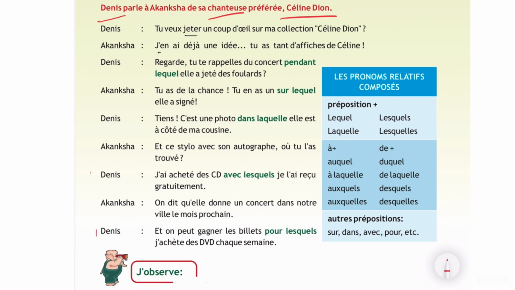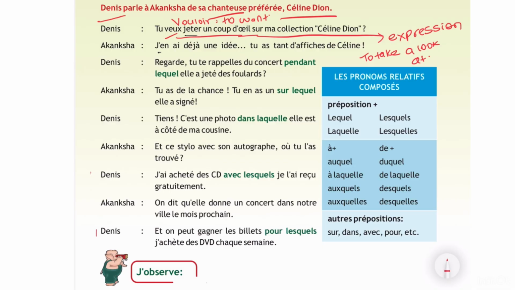Tu veux jeter un coup d'œil sur ma collection Céline Dion. Now here this is extremely important. Jeter un coup d'œil is basically a French expression that means to take a glance at or to look at. So he's asking if she wants to take a look at her Céline Dion collection. Verb again, your verb vouloir, to want.